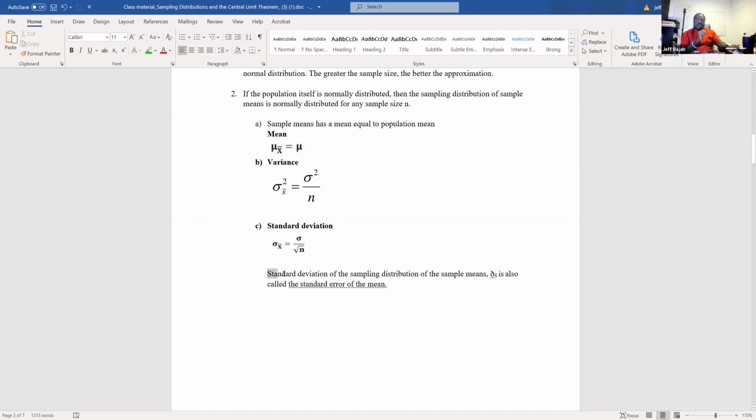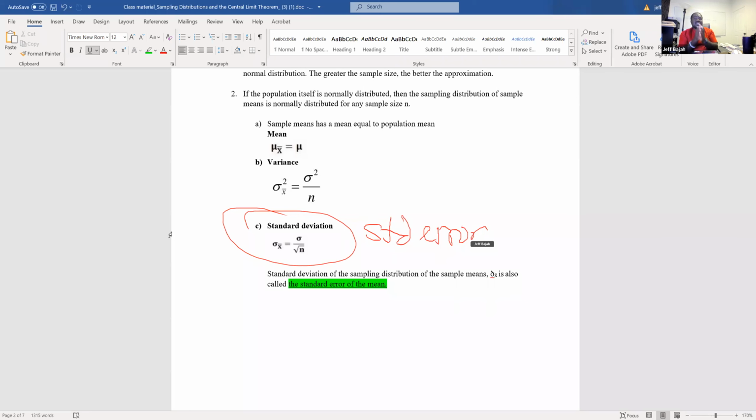Now, look at what it says here. The standard deviation of the sampling distribution of the sample means is also known as what? The standard error. So this is also known as standard error. So if you have a question that asks you to find the standard error, it's the same thing as saying this, standard deviation over what? The square root of n, which n stands for what? The sample size. Any questions on that?